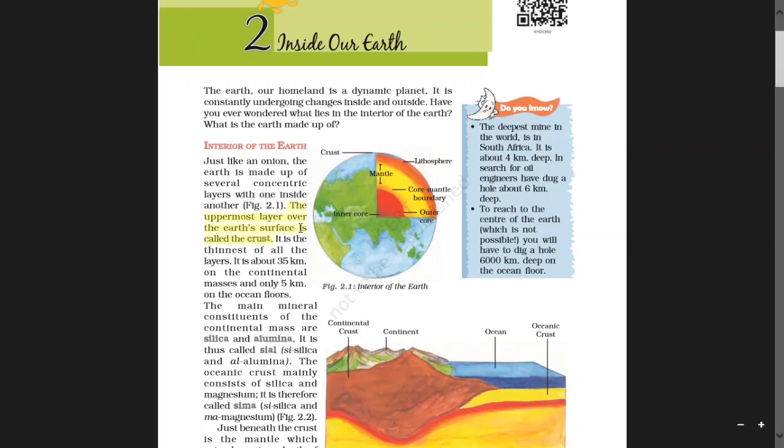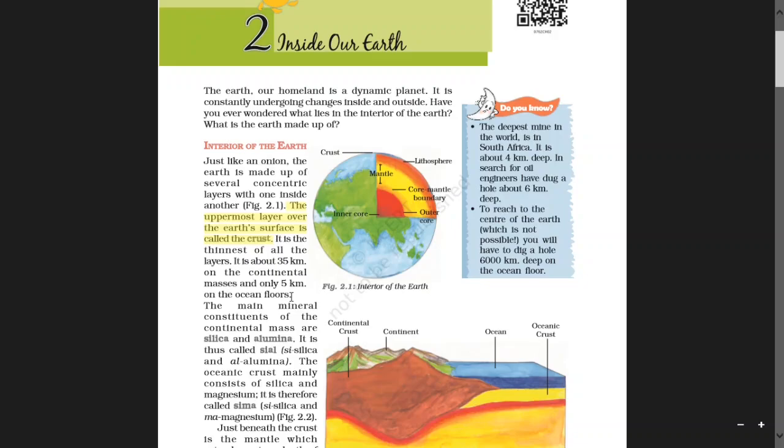It may ask you what is a crust. If this question asks what is crust, you have to answer it like this. It is the thinnest of all the layers. Among all the different layers of the earth, the crust is the thinnest. It is not thick, okay, it is thinnest, remember, of all the layers. It is about 35 kilometers on the continental masses and only 5 kilometers on the ocean floors.